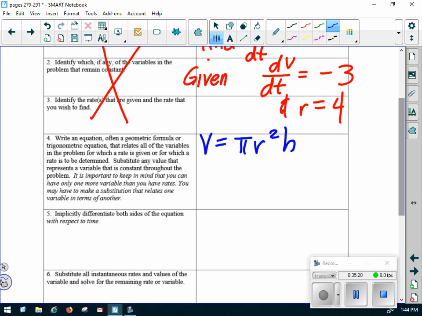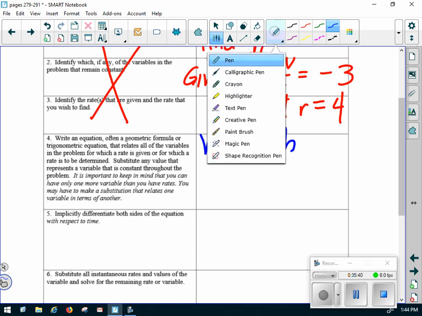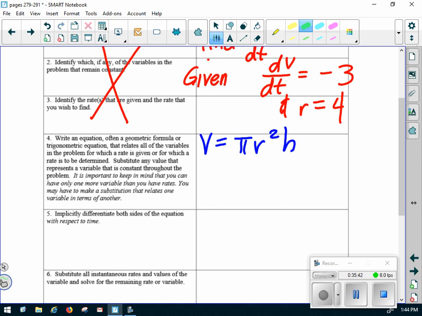Now I'm going to ask you a question that's going to come back and answer exactly what Mary Grace just asked. She said on the sphere one, I told you you couldn't plug in the 4 for the radius because the radius was changing all the time. Can you plug in r equals 4 here? Why can you? Because it's constant.